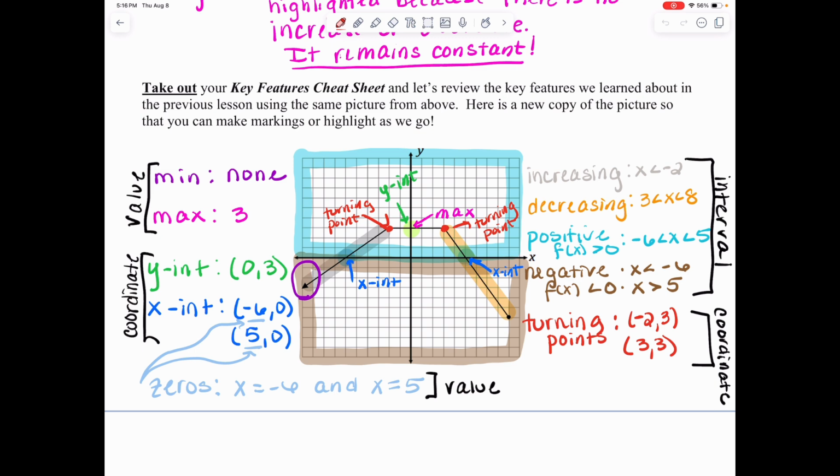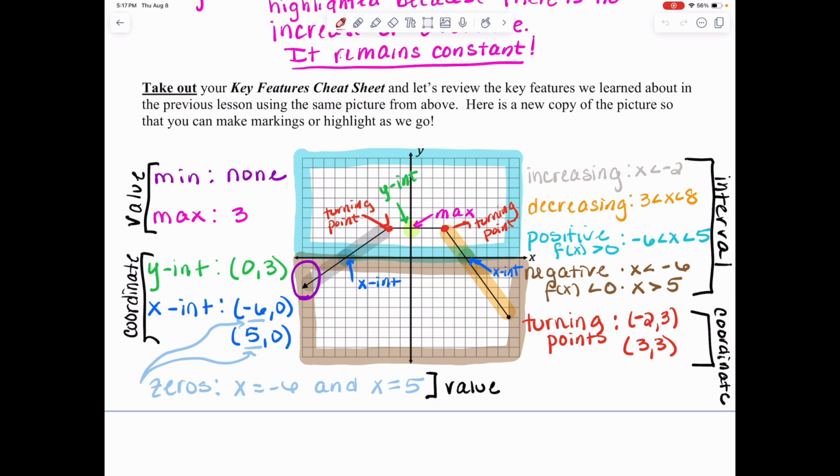My y-intercept is 0, 3. My x-intercept, there's actually 2 of them. So -6, 0, and 5, 0. So on the side, if you didn't do so already, put around min and max that should have been a single value. And then for y-intercept and x-intercept, those should have been coordinates. Now I wanted you to do the zeros next because they're directly related to the x-intercept. Zeros, though, are referring only to the x values that would make the function equal to 0. These are not coordinates, they're values. So once you know the x-intercept, take only the x values, those are your zeros. So that should be x equals -6 and x equals 5.